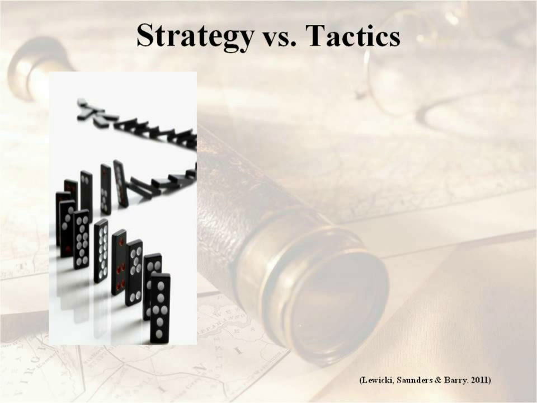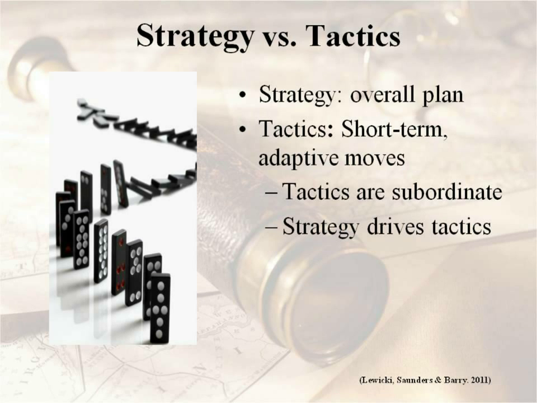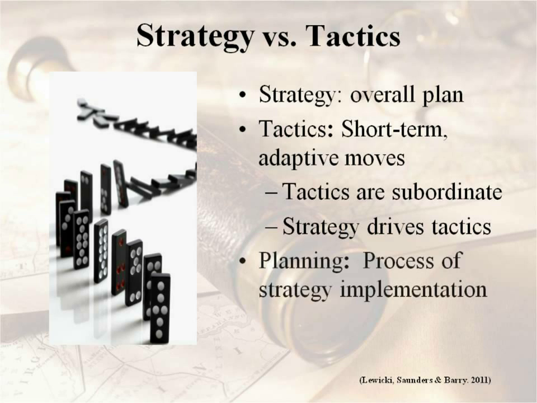Strategy versus tactics. Strategy is the overall plan to achieve one's goals in a negotiation. Tactics are the short-term adaptive moves designed to enact or pursue broad strategies. Tactics are always subordinate to the strategy, and tactics are driven by the strategy. Planning is the action component of the strategy process. How will I implement the strategy? We say, here's the goals, but if you set goals and don't map out a path to get there, again, as you learn from those of you who just had me in strategic planning, you're not going to get there.